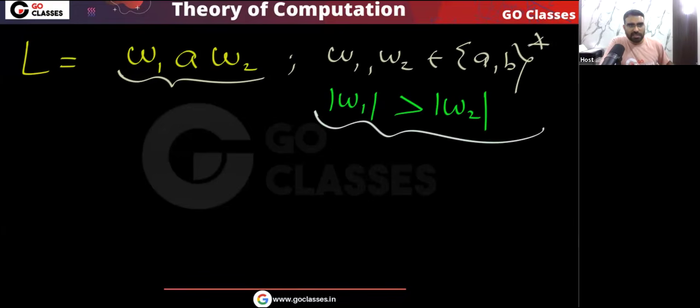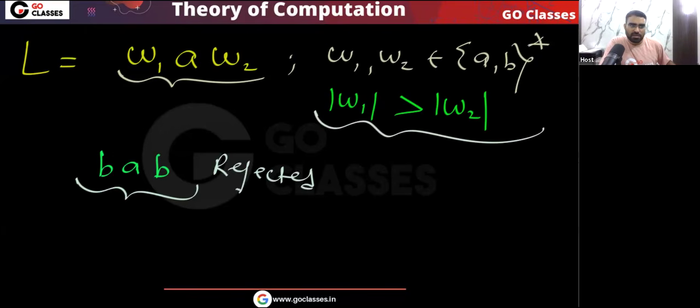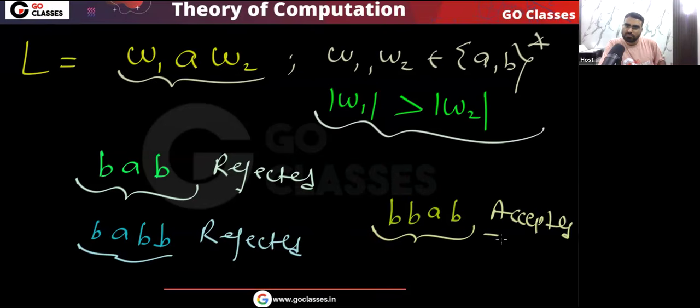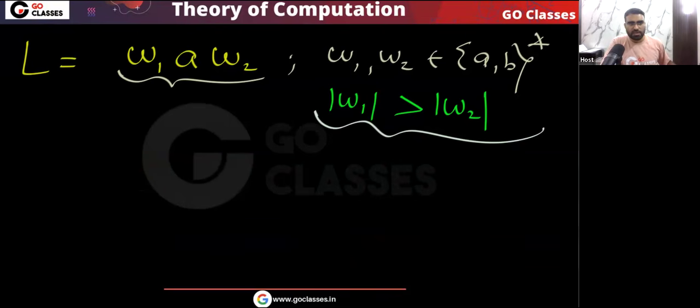That is the reason you can easily see that this string BAB will be rejected. Yes or no? Do you agree with me? What about this string BAABB? This string also will be rejected. And what about this string BBAB? This string will be accepted. Did you understand what the language is? Remember, this is the language W1 A W2, where W1 and W2 belong to (A, B) whole star, and the length of W1 is greater than the length of W2.